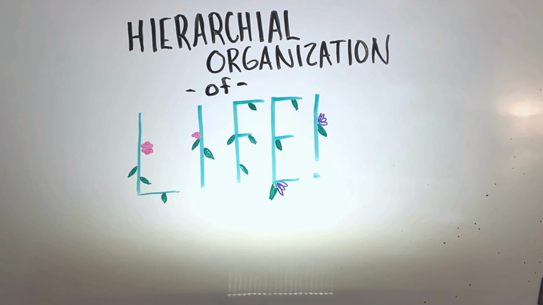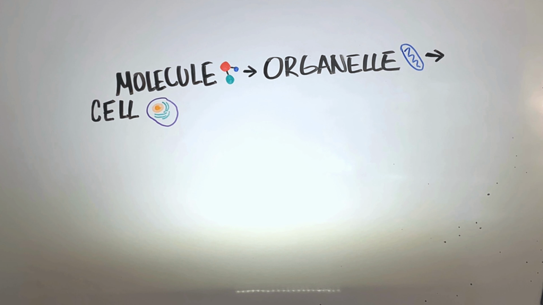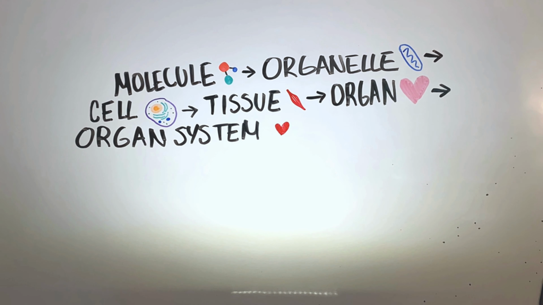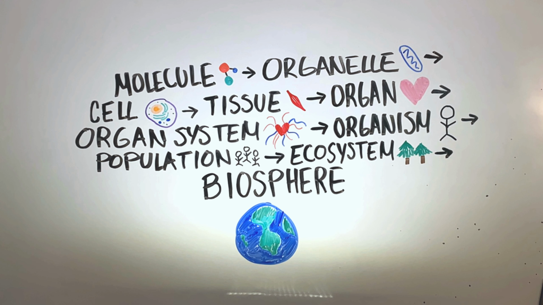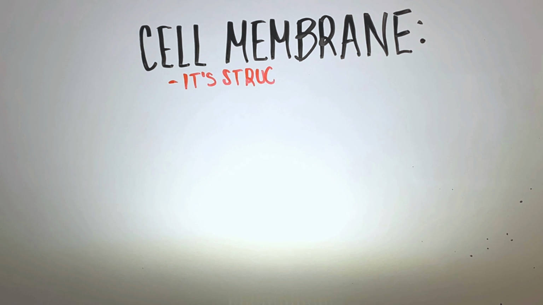Now, let's talk about the hierarchical organization of life. It goes from molecule to organelle to cell to tissue to organ system to organism to population to ecosystem to biosphere. Now let's talk about the cell membrane.